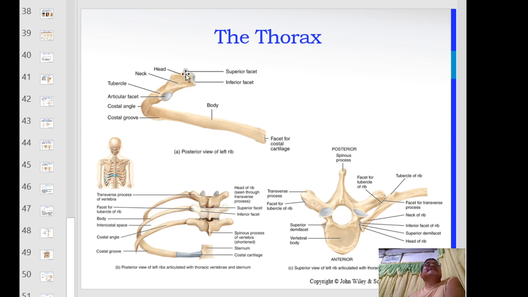So mo ni siya part sa ribs, no? So, na siya head. Kani siya nga part, this part articulates with the vertebra. So ang isa na siya ga articulate dito sa body. Then kani nga part nag-articulate na siya sa transverse process sa ribs dito sa back, no? Then kaning sa tubang ga-articulate siya sa costal cartilage or dito sa sternum.